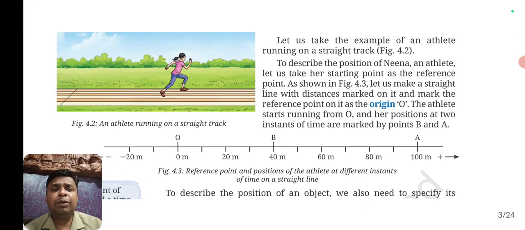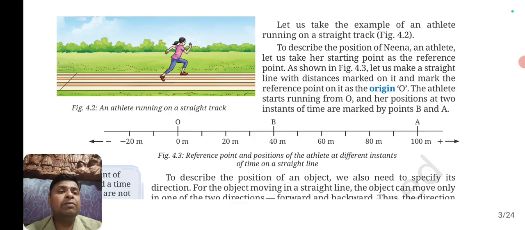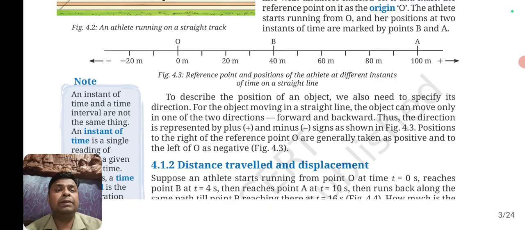Here is the example of an athlete running on a straight track. You can see a reference point and the position of the athlete with respect to the instant of time. Starting from 0 meter, then 20 meter, 40 meter, that is point B, then 100 meter is point A. If you take the origin as 0, that is O, then you can tell where the athlete is with respect to the reference point. So you have to fix a point, that is the reference point.